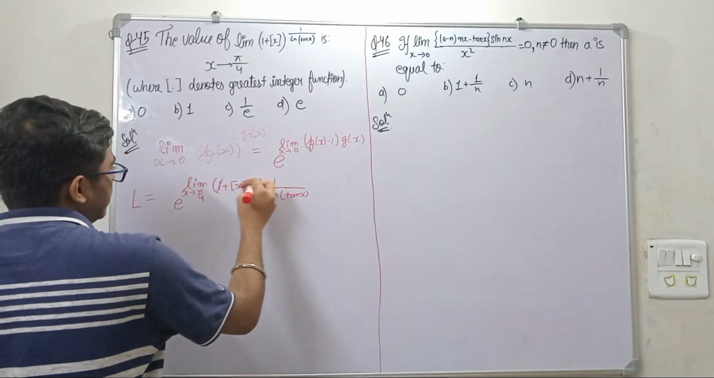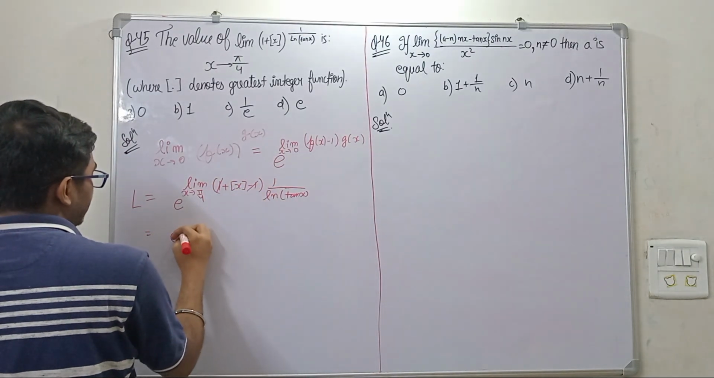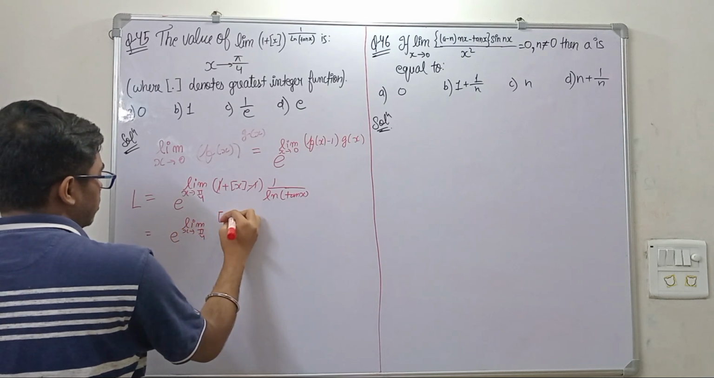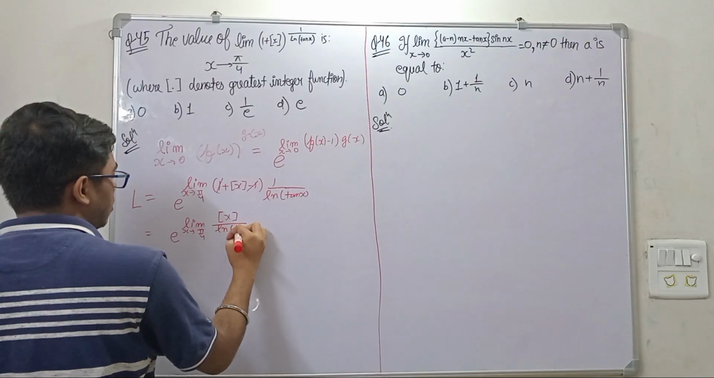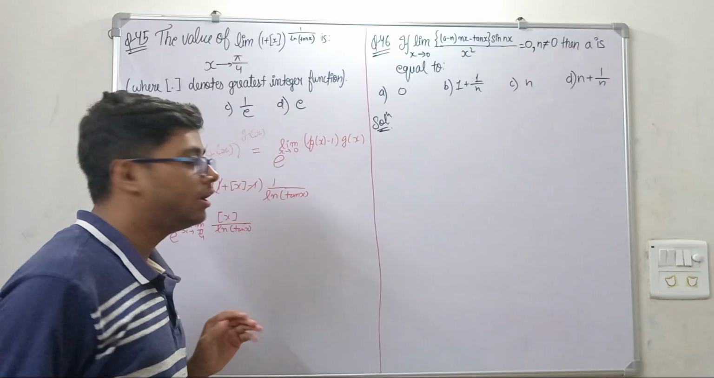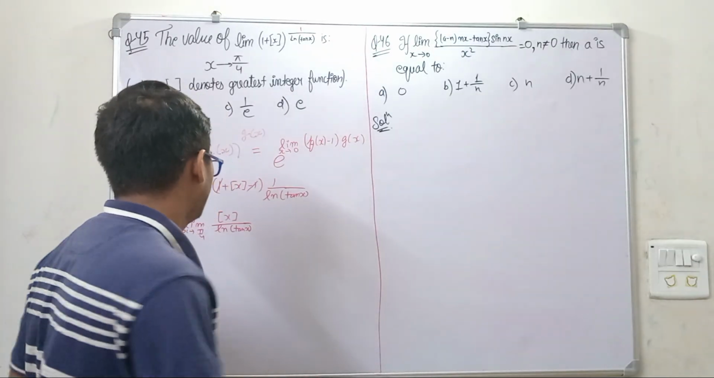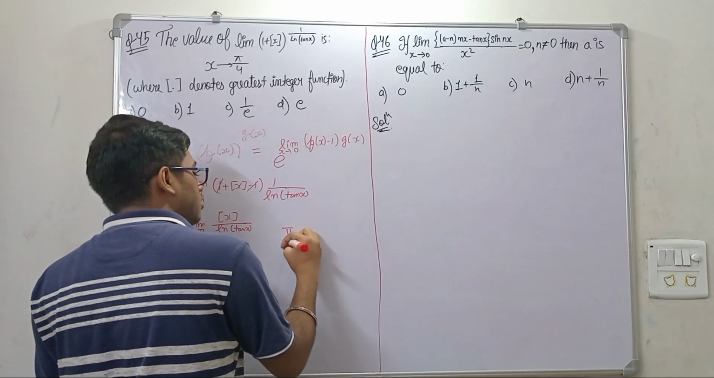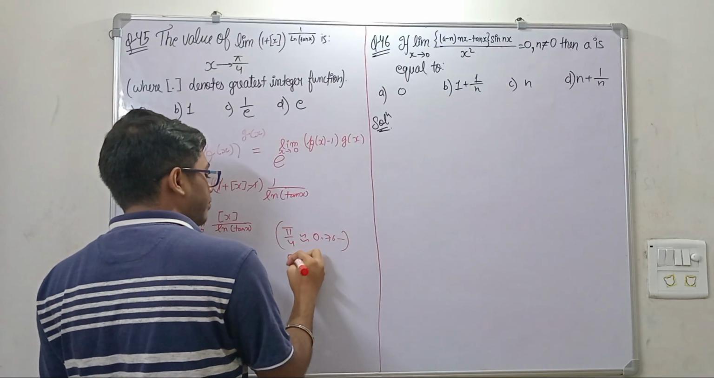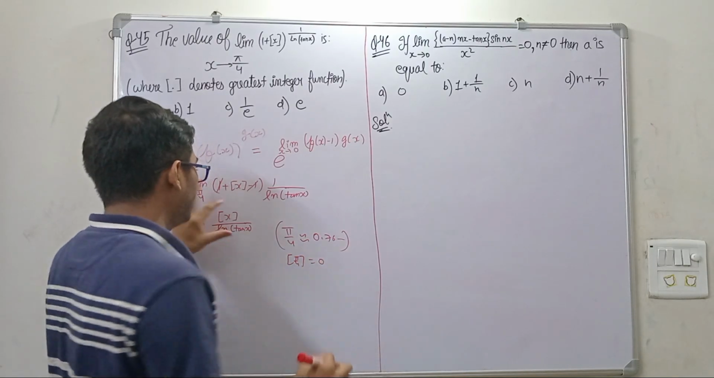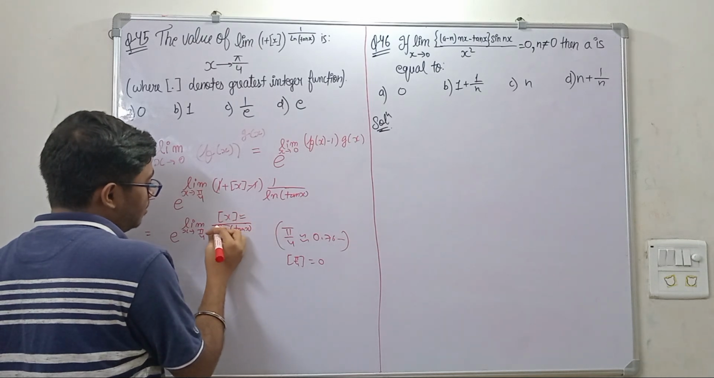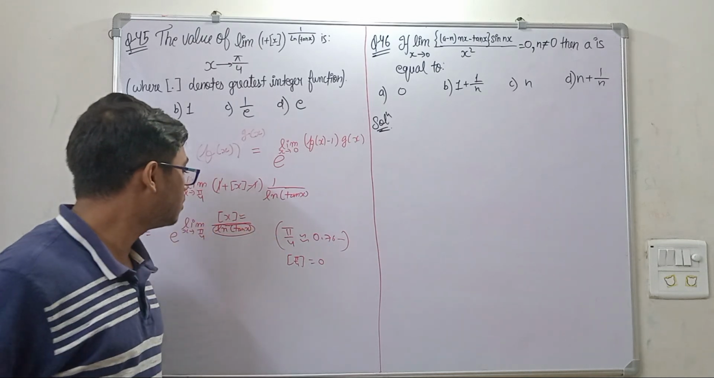This 1 and 1 cancel each other, and this will be e to the power limit x tends to pi by 4 of greatest integer of x upon ln tan x. Now how will you solve it? If you substitute x as pi by 4, it is 0 by 0 form, but you cannot differentiate the greatest integer of x. You know that pi by 4 is roughly 0.76 something, and the greatest integer of pi by 4 will be 0, which means this whole quantity will be 0. This is exactly 0, and this is not exactly 0.